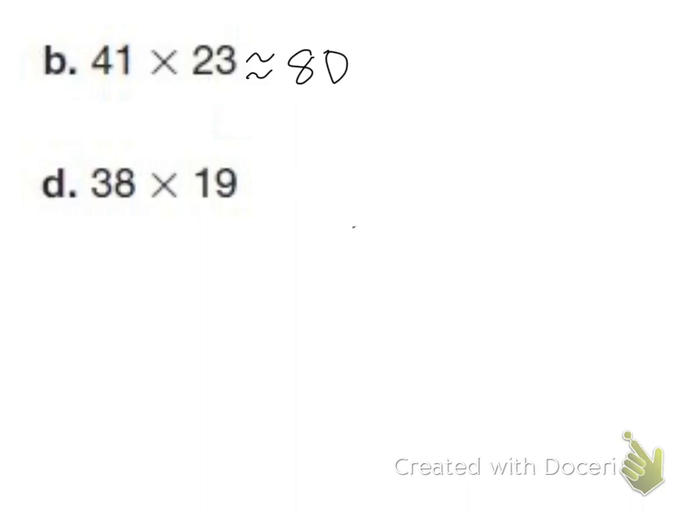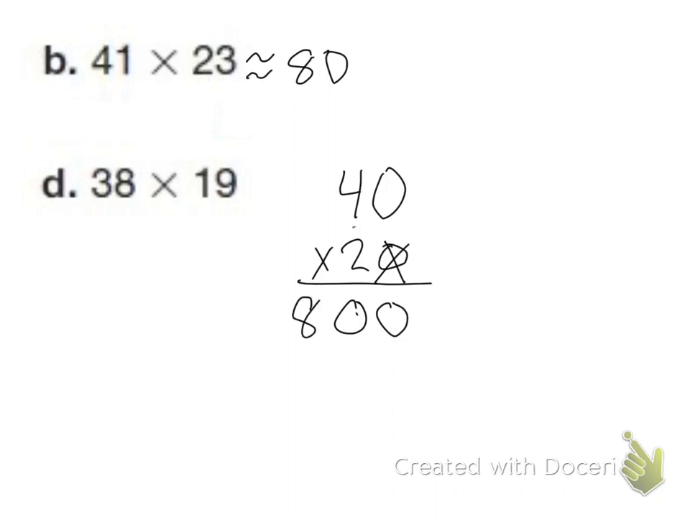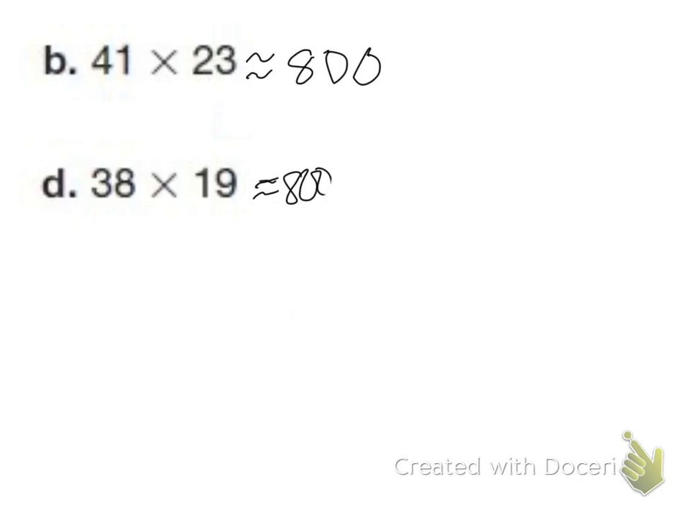All right, let's do the next one. 38 and 19. Well, we're rounding 38 up to 40 and 19 up to 20. Drop the 0 down and cross it off. 2 times 0 is 0. 2 times 4 is 8. So the answer is going to be 800, which was about the same as the last one, which was the same answer. So even though our estimates of these two are the same, our actual answers would be different.